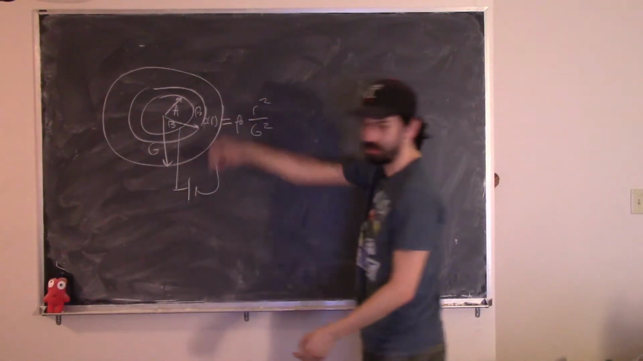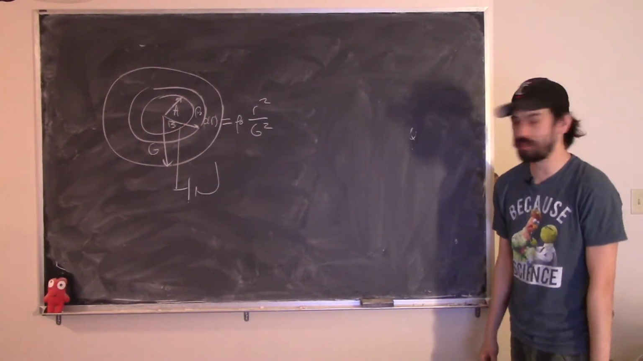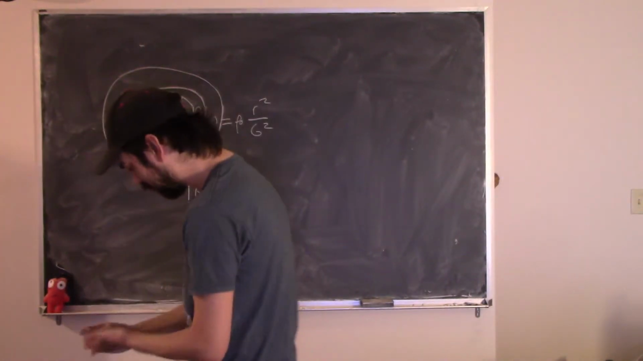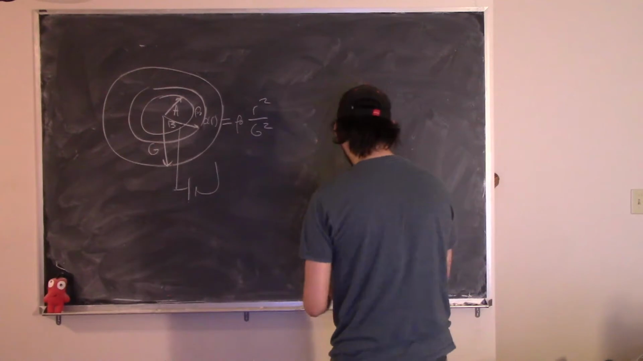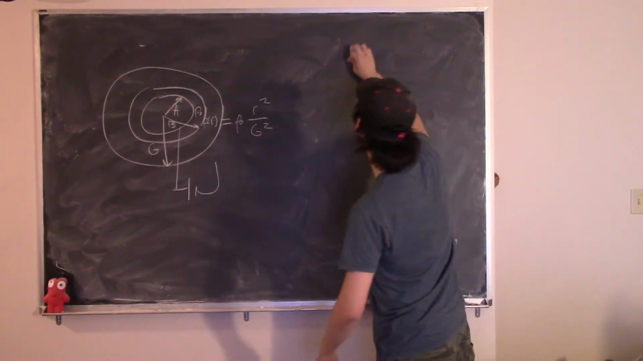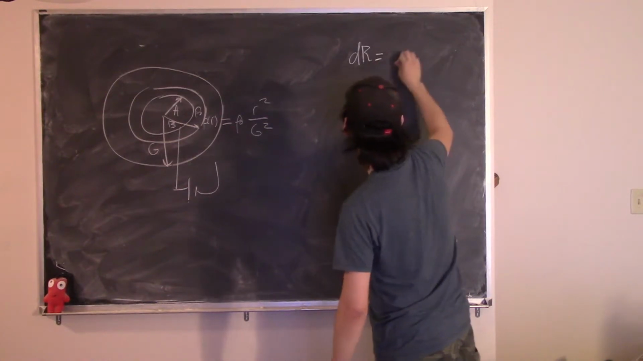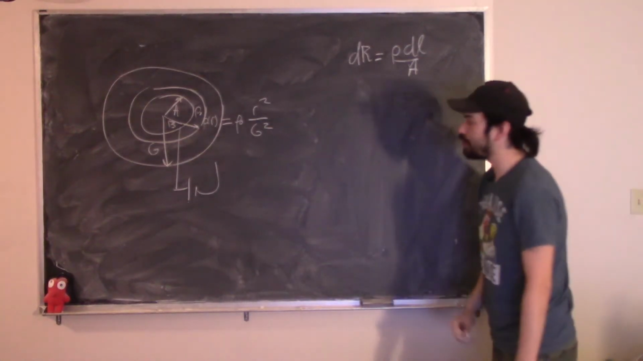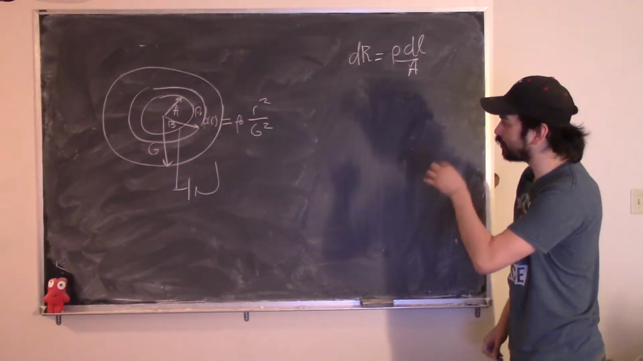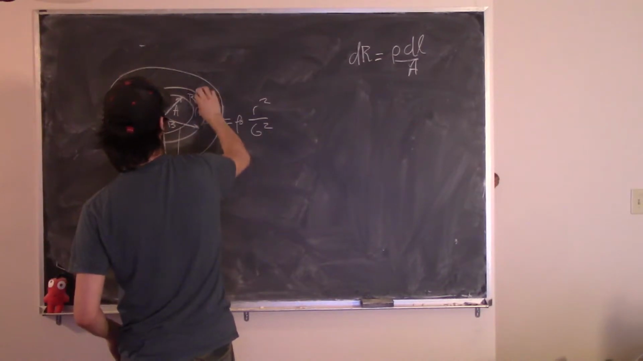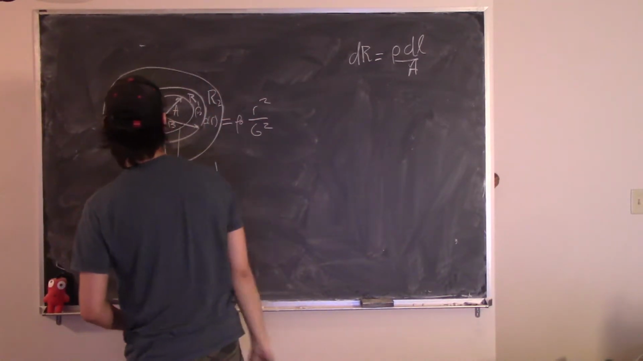So I'm actually going to do this the way that Eric had suggested. Previously I was starting with microscopic Ohm's law and deriving everything through. But for this one, I'm just going to say that dR is equal to rho dl divided by A. And so what I want to do here is say that there is some resistance R1 here and some resistance R2 here.